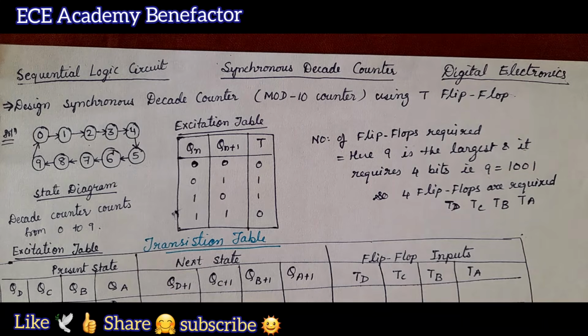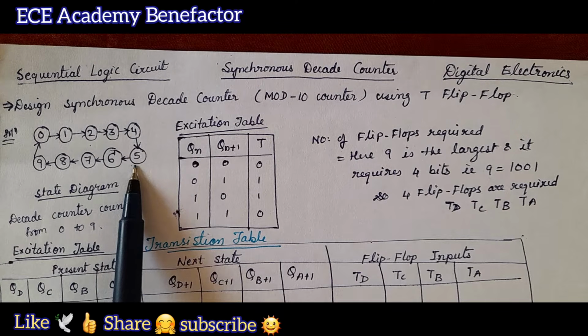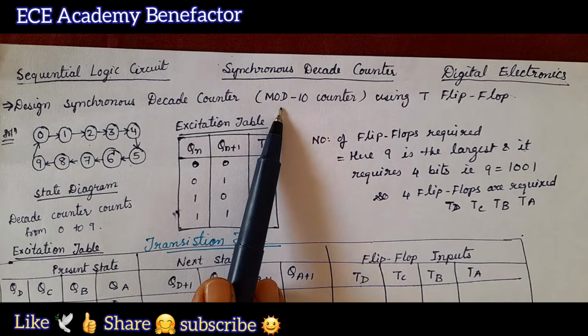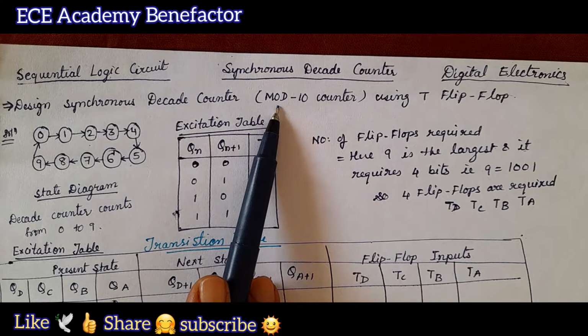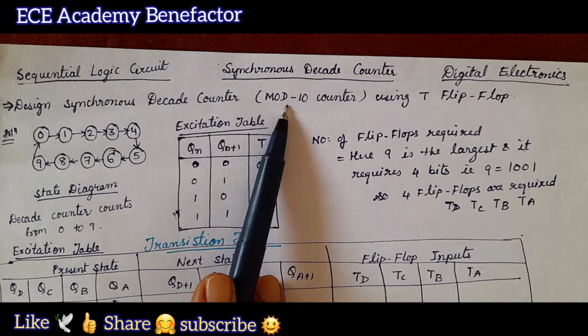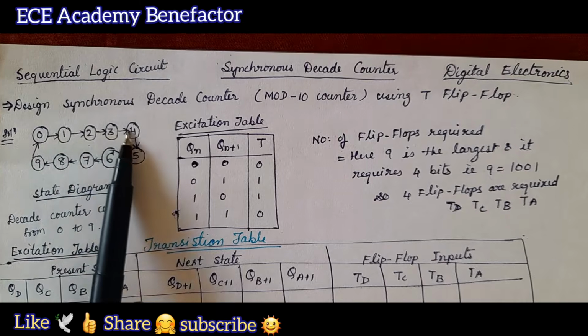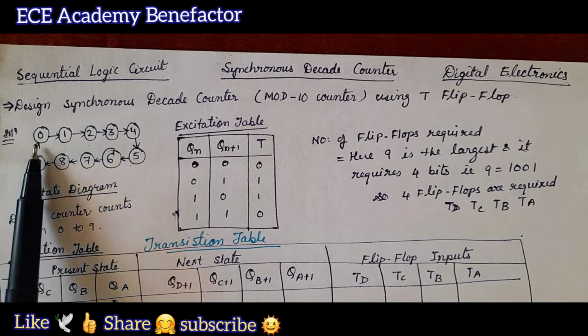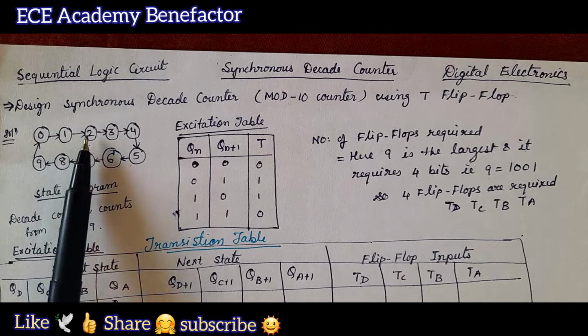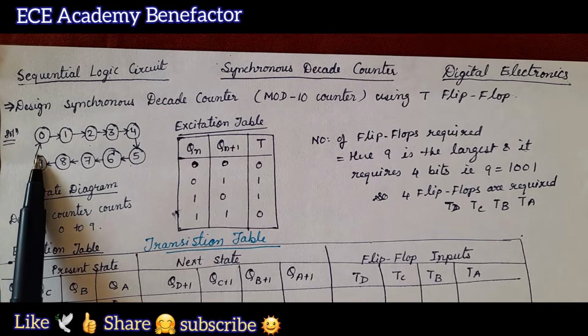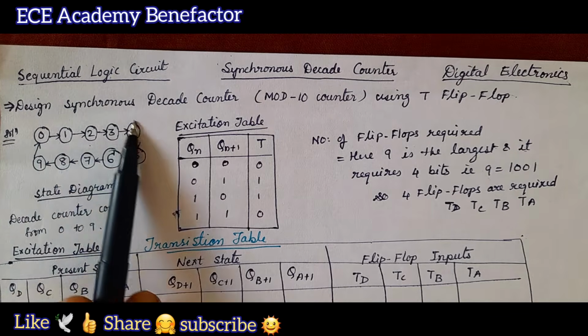So, in our previous classes we have seen while designing a synchronous counter we need a state diagram. So, we have drawn the state diagram. Decade counter or MOD-10 counter means it is having 10 states. The MOD-10 counter is counting from 0 to 9, after 9 it is going back to 0. So, this is a state diagram of MOD-10 counter. After 0 state it is going to 1, then 2, 3, 4, 5, 6, 7, 8, 9, after 9 it is going back to 0 state. So, total 10 states are there.